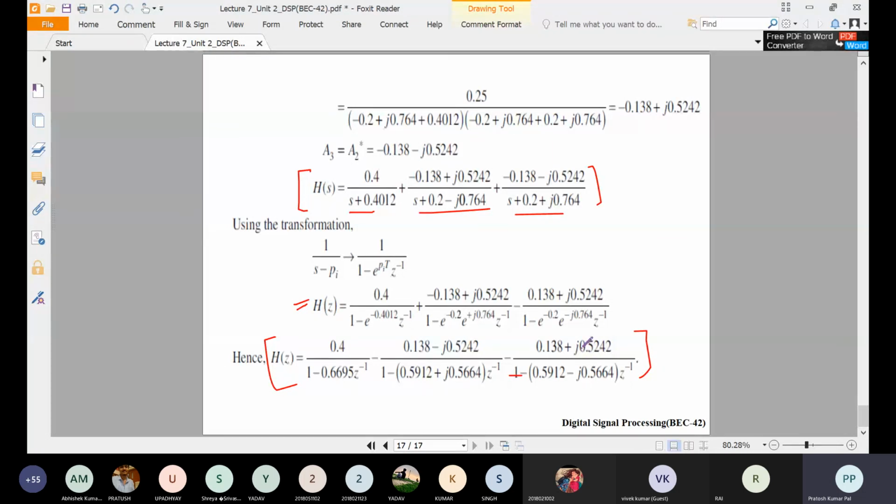This is how we should proceed to solve the numerical problems. In the next class also we will see some numerical problems, and how we can further correlate the theory part with the numerical part. If you have any doubt you can ask.